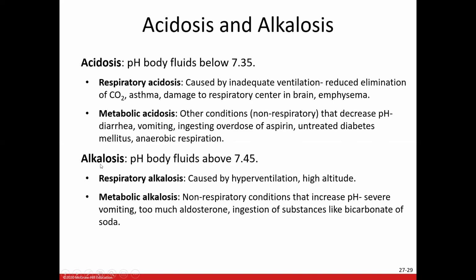Then you have alkalosis, which is the sister version. This is when the pH of the body fluids is now above 7.45, so we're out of that sort of neutral, healthy range the body likes to be in. And again, it can be either respiratory or a metabolic. So respiratory can be caused by hyperventilating, so breathing at too quick a respiratory rate, or something even like being at a high altitude. Metabolically, you can have a bunch of different causes. So things like having too much aldosterone of the hormone and mechanism, or having something like ingesting substances like bicarbonate or soda that contribute to more basic levels.